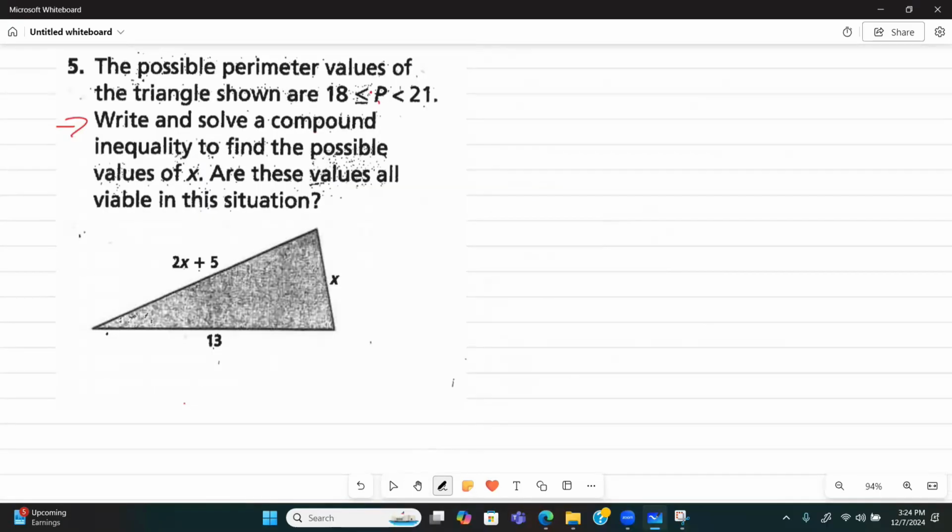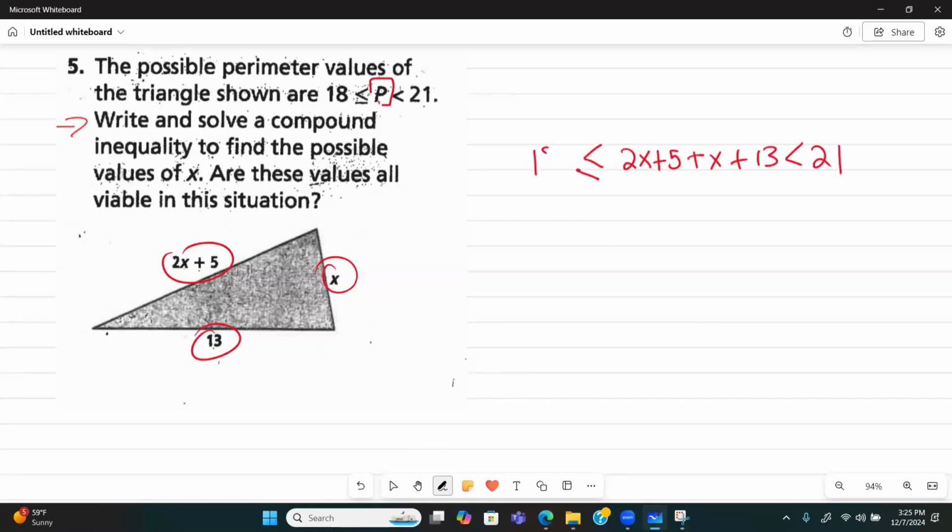About inequalities, so the perimeter P would be the distance along the boundary of this triangle. So basically, we're setting up 2x plus 5 plus x plus 13, that is less than 21, but it's greater than or equal to 18. So basically, we're taking this and we're representing the perimeter where P is.